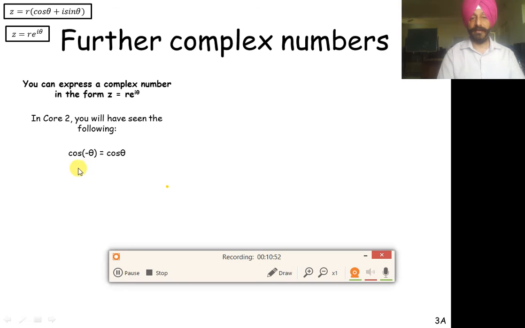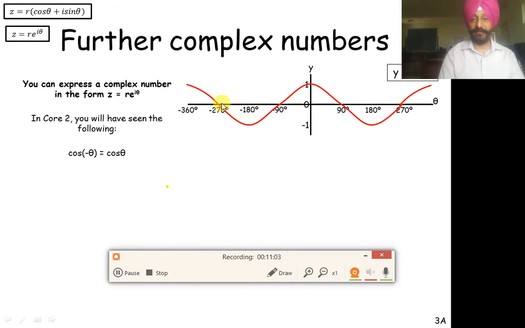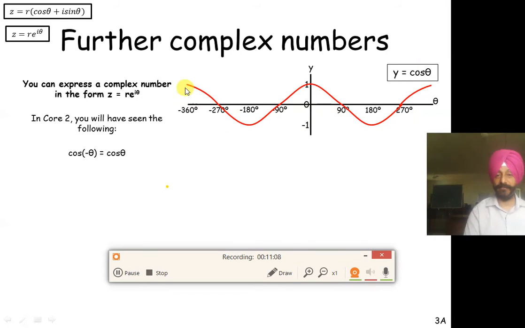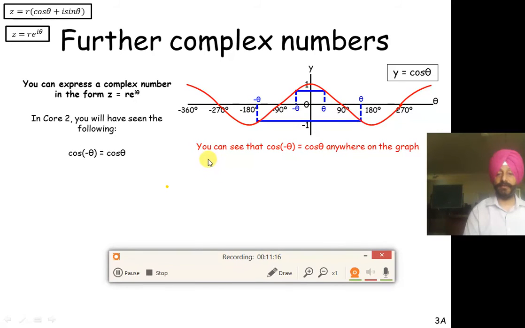That is, cos(-θ) is equal to cos θ. Actually, we all know that cos(-θ) = cos θ. Just see, this is the graph of cos θ, and similarly we have sin θ, with minus θ on one side and plus θ on the other. So you can see that cos(-θ) is equal to cos θ. If θ is here and -θ is here, it remains the same because of the symmetry of this graph.